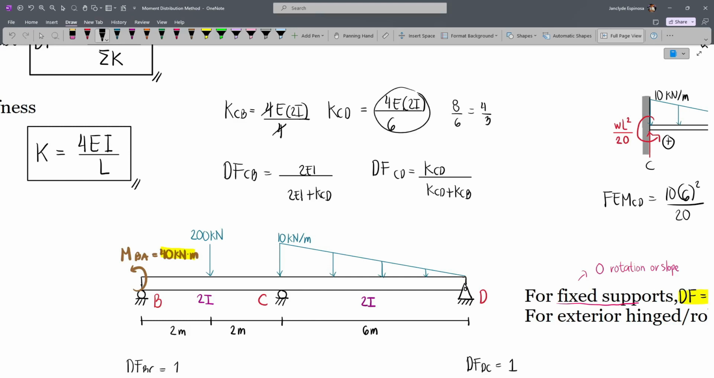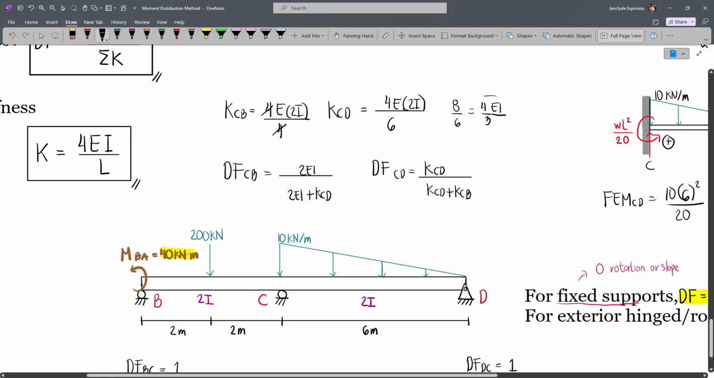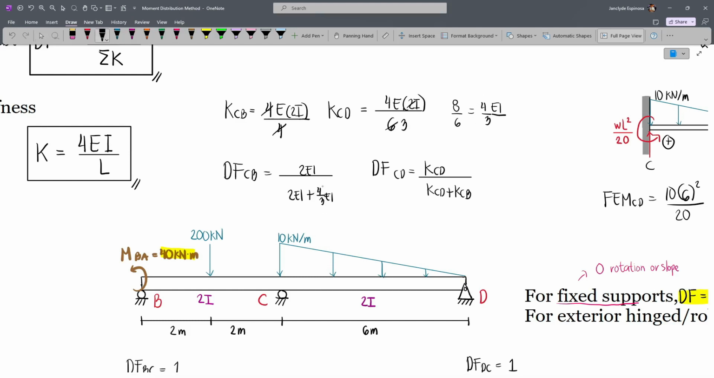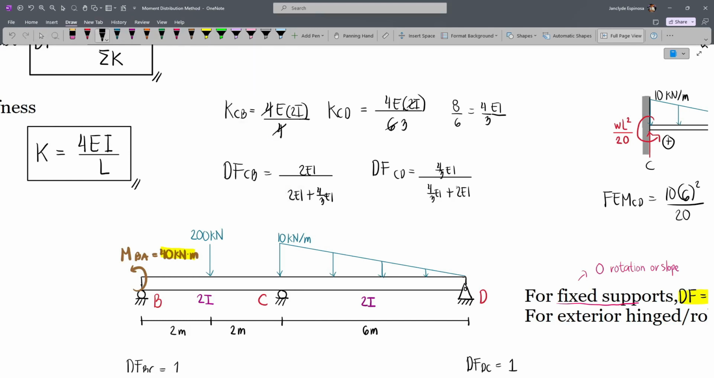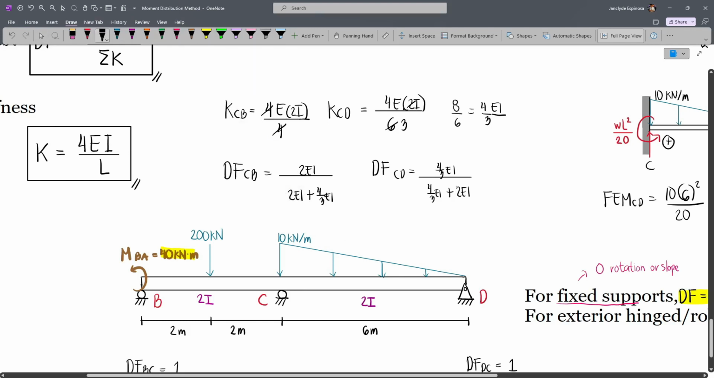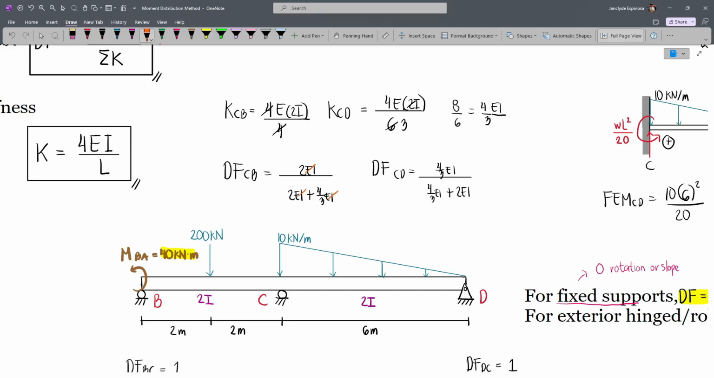And so this will be 4 thirds EI, or 4EI divided by 3. And then for the other member, this will be 4 thirds EI divided by 4 thirds EI plus 2 EI, which is our KCB. Since all expressions contain EI, we can just factor EI out, and then they will all cancel. So this will cancel, and then this also. So we can just use the constant values.